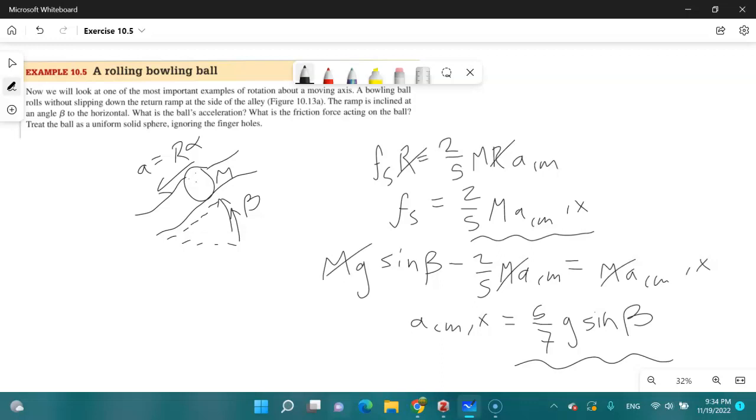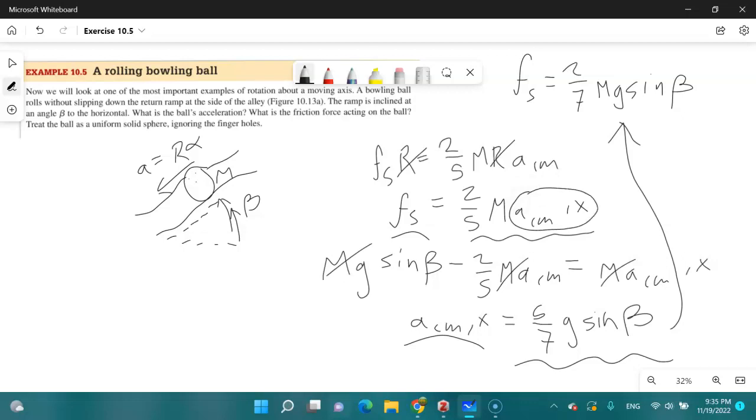As we found previously, we now know that the static friction is equal to 2/7 of the weight times the sine of beta. That's after we plug in this value, because now we know the acceleration, and we know the friction force is 2/5 m times that acceleration, so we plug it in here and it gives us this. So that's our friction force, and that's our acceleration.